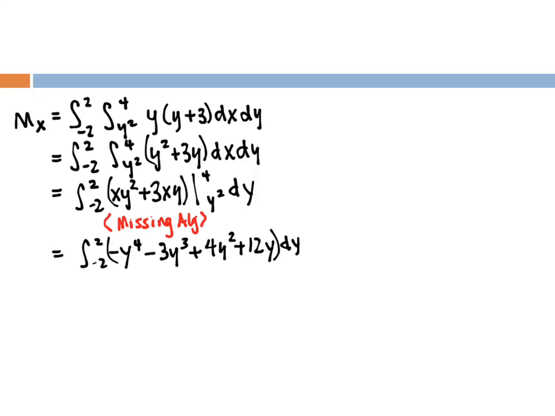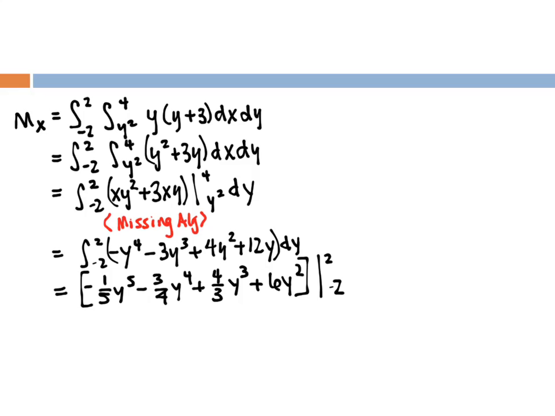And then if we integrate that with respect to y, we have negative 1/5 y to the 5th minus 3/4 y to the 4th plus 4/3 y cubed plus 6y squared. And we are trying to evaluate all of that at 2 and negative 2. When we do that, you can use your calculator to get this value. You don't have to show these steps out, but you get 128 over 15.